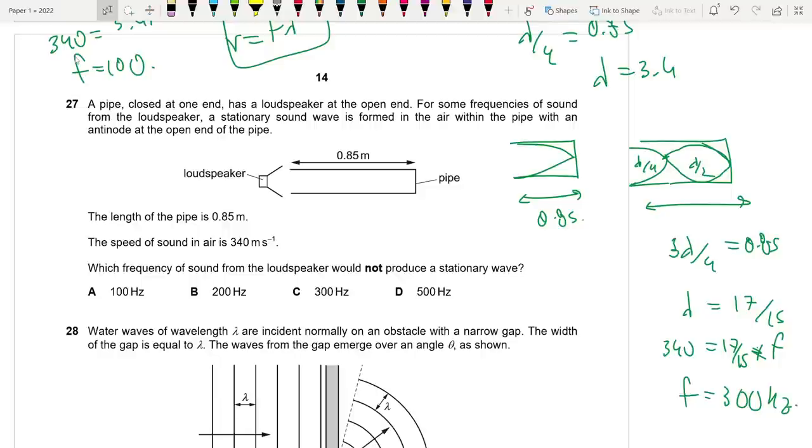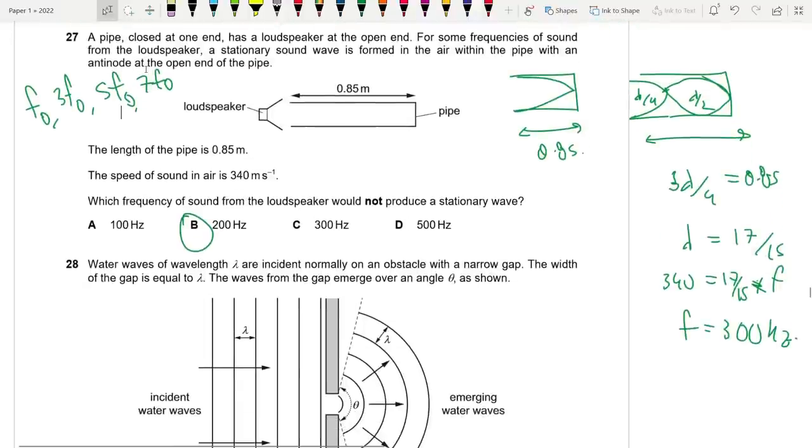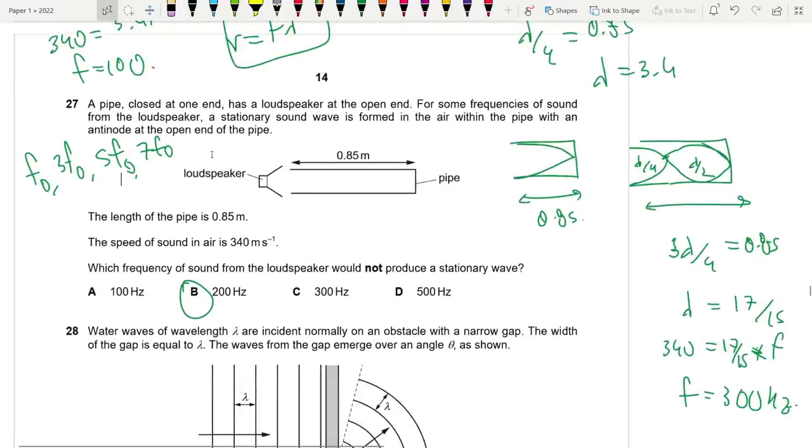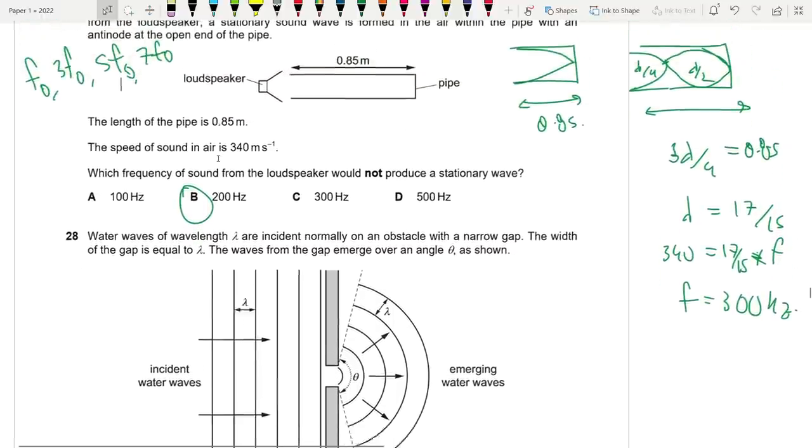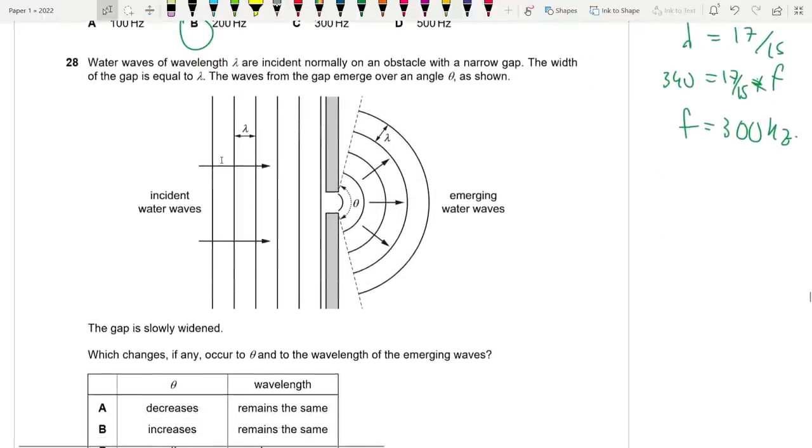So do you get the trend? We missed 200. So it can't be the answer because it's only odd multiples. You're going to get the patterns at f, 3 times the natural frequency, 5 times the natural frequency, 7 times the natural frequency, and so on. This is the pattern, okay? For one end closed and one end open. But for two open ends, it's different. It occurs at everything, like 100, 200, 300, 400, etc.